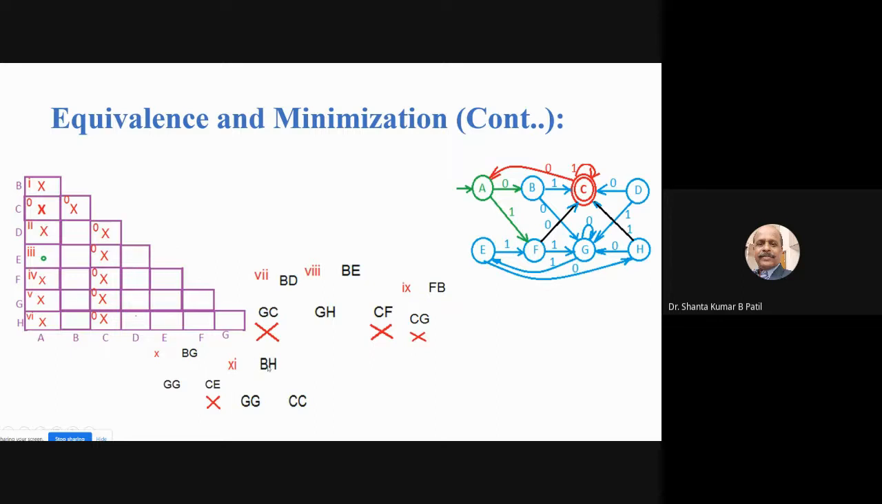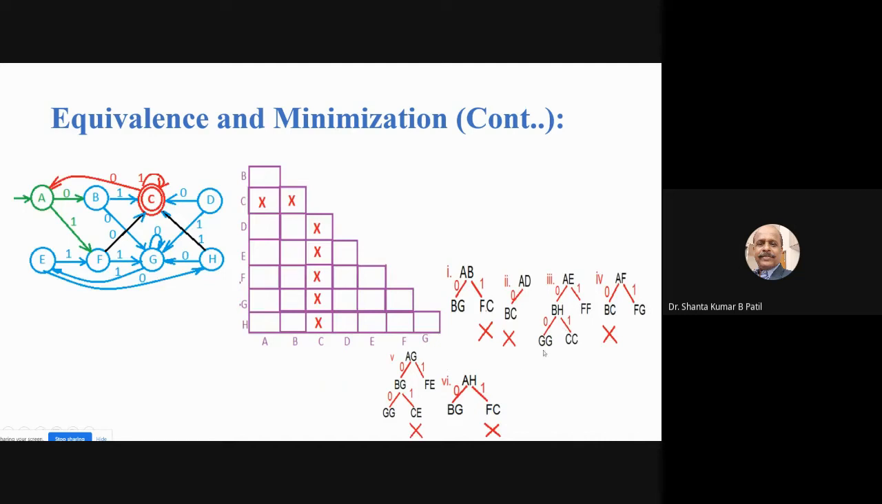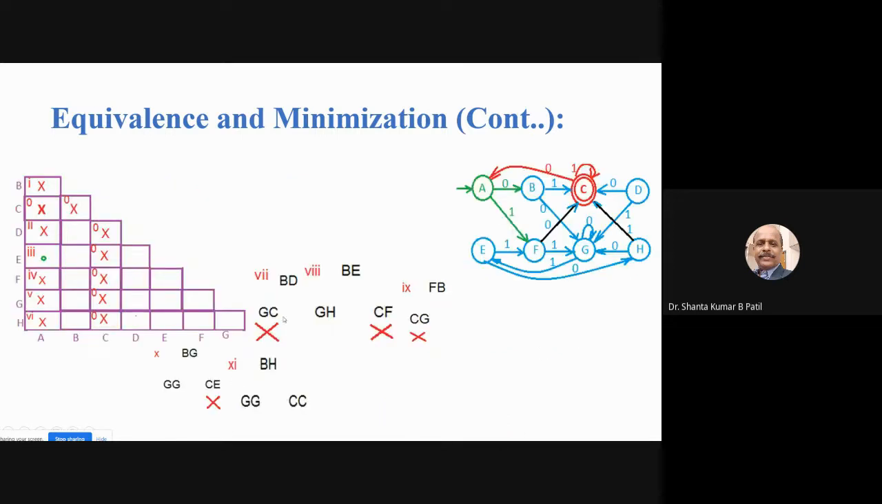Why have we not constructed the tree for BH? Because BH has already come. It is going to take you to GG on 0 and CC on 1. So BH is similar. That's why we have not constructed the tree for this BH. Even if you construct the tree, it is GG on 0 and CC on 1. BD on 0 goes to GC. GC has a cross mark, hence stop the construction.